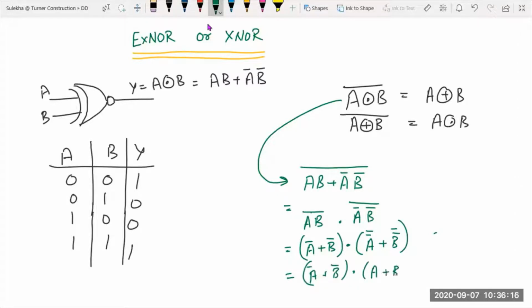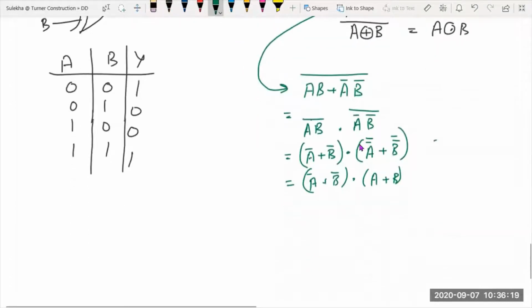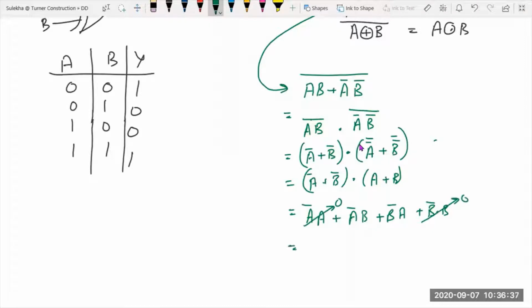If you open this bracket, this is basically A bar into A plus A bar into B plus B bar into A plus B bar into B. And A bar dot A is 0, B bar dot B is 0. That's why you get A bar B plus A B bar, and this is nothing but A XOR B.